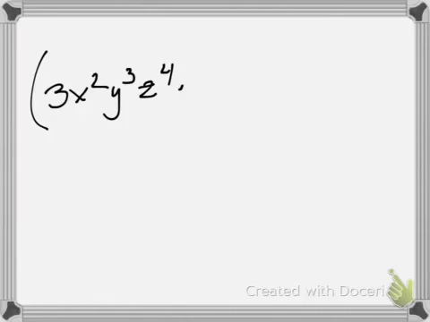Let's say we have a problem: 3x squared, y cubed, z to the 4th power, times 2x squared, y, z, all raised to the 3rd power. Okay, now, with that being said, we have a different problem now, because of this right here. That multiplication is a different problem, and we do a different process in order to solve this.